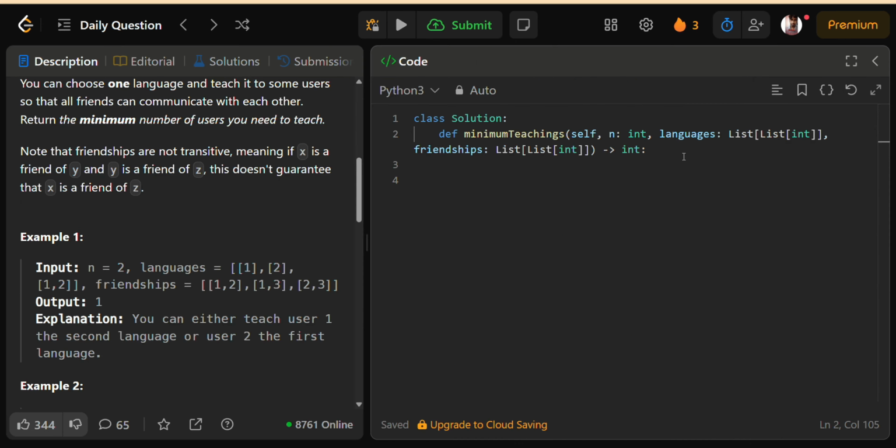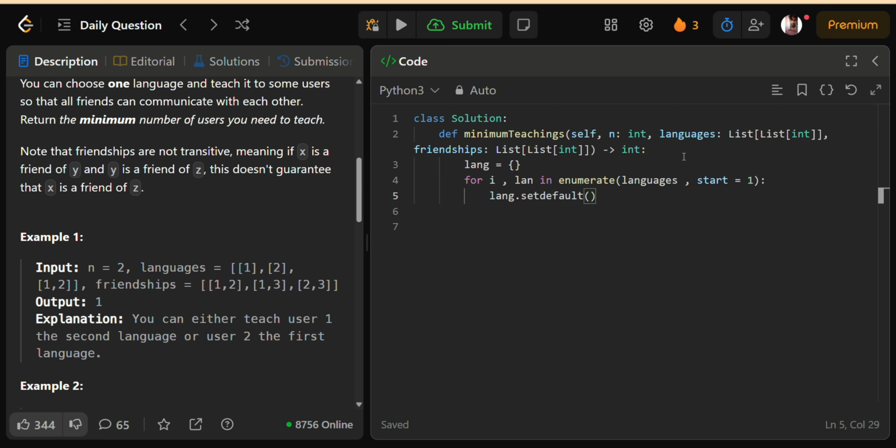Now let's dive into how to solve this problem step by step using the method I followed. First, I created a mapping of each user to the set of languages they already know. Storing this in a set helps a lot because checking for overlaps or common elements becomes efficient. Next, I iterated over all the friendships. For each friendship, U, V, I checked whether the two users had any common language. If they didn't, then this pair is a communication gap. In that case, both users are considered problematic users, meaning they're candidates who might need to learn a new language.